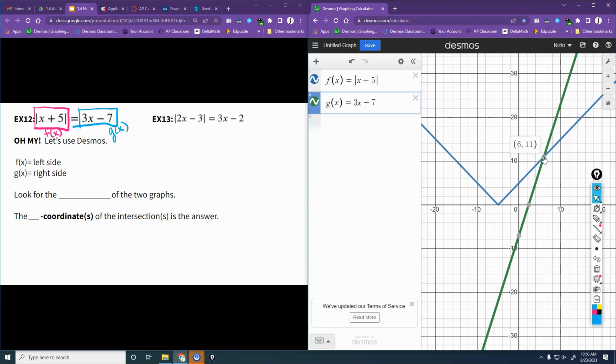All right. So the blanks that you see here on these notes are going to tell you to look for the intersection of the two graphs. The x coordinate of the intersection is your answer. So my answer for number 12 is just x equals 6.